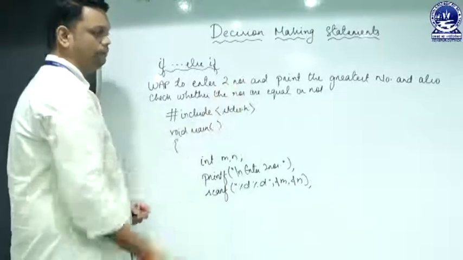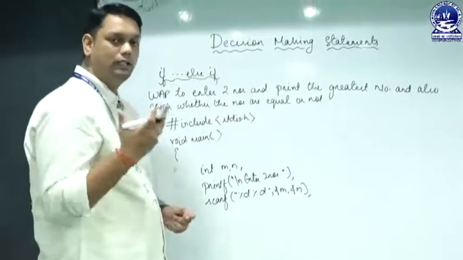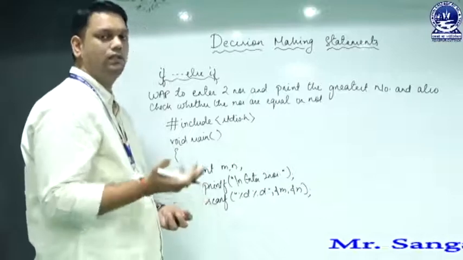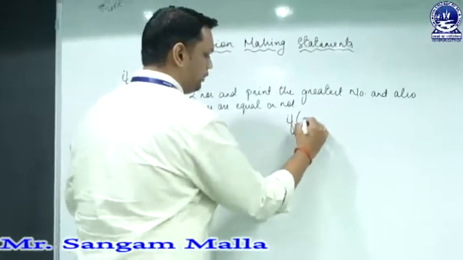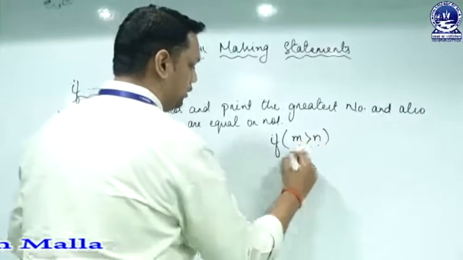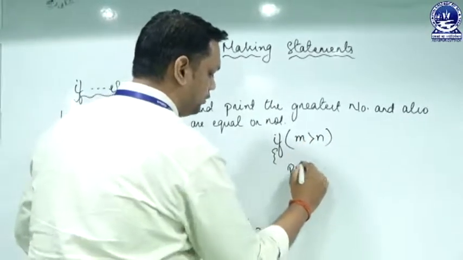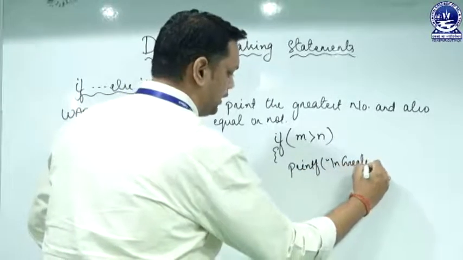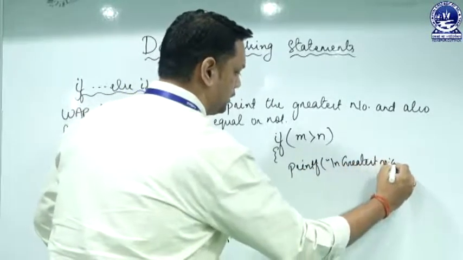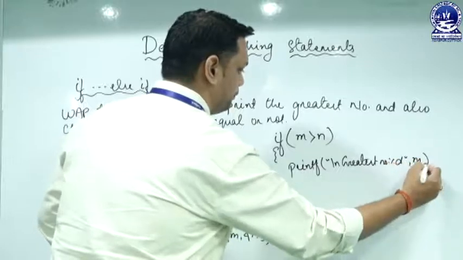Now we will be checking whether there is a greatest number or whether the numbers are equal. So the first condition is if m is greater than n, then it will print greatest number %d, m.